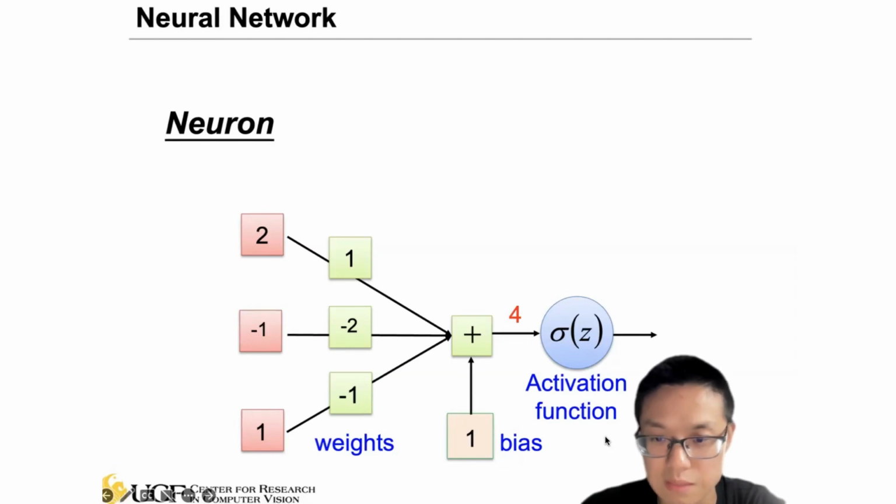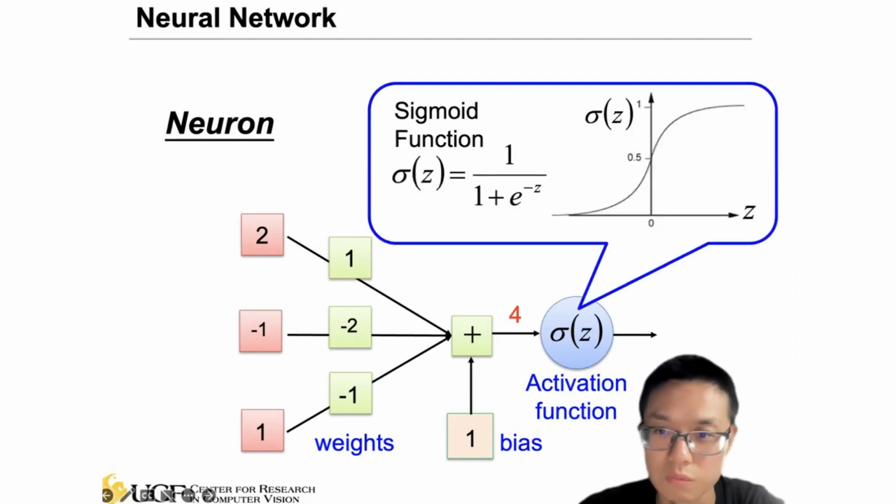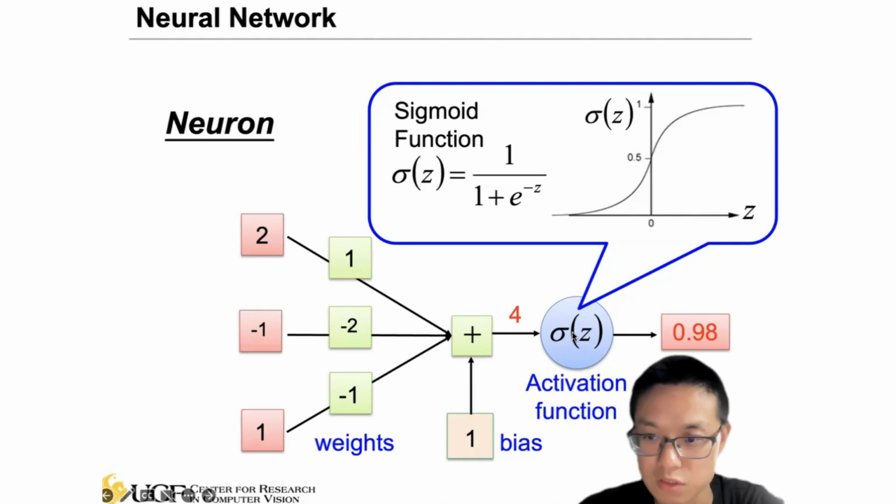There are different types of activation functions, but here we'll just look at the common one called the sigmoid function. Okay, so this is the plot of the sigmoid function. Basically, we squeeze any number into a value between 0 and 1. Okay, so that's the output. If you have a 4 going through this sigmoid activation function, this is the output you'll get.